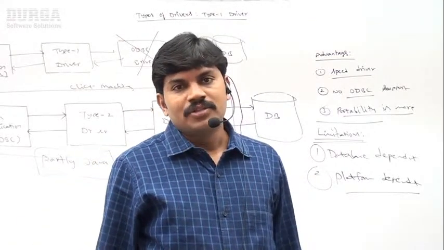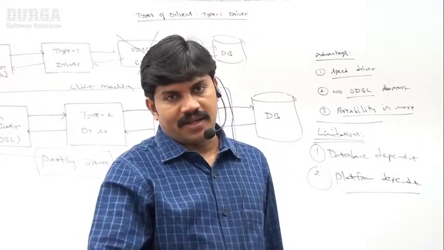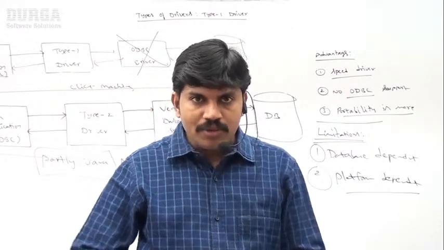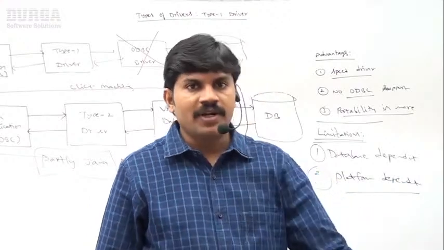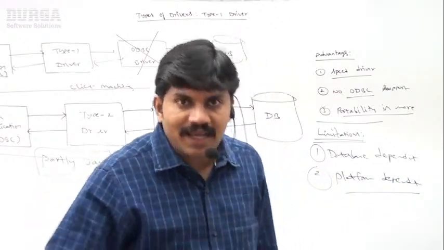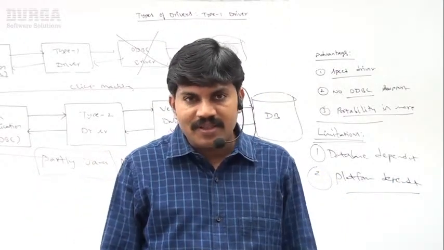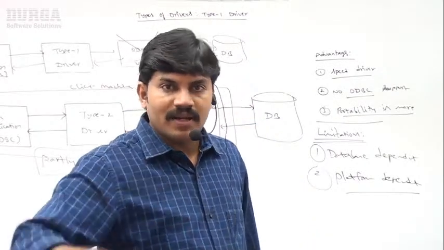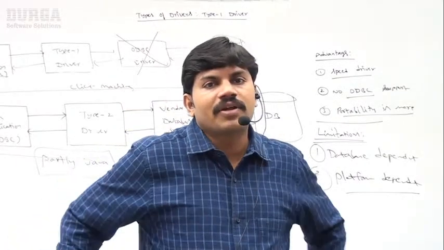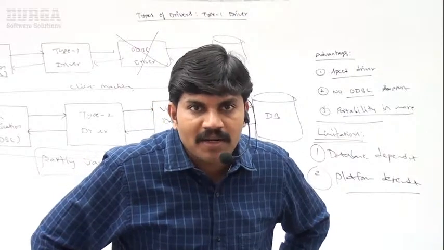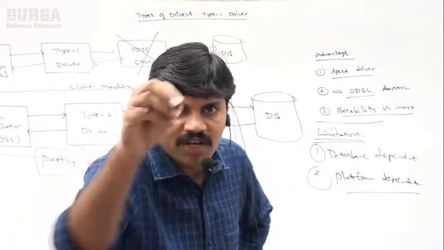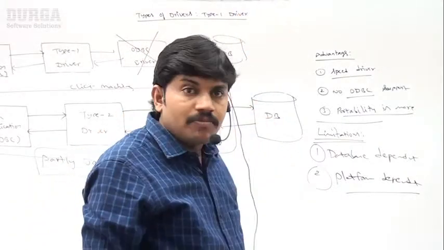Have you observed? For a highway, one driver. For city roads, one driver. For a village, one driver. For daytime, one driver. For rain, another driver. For night time, another driver. How many drivers do we need to maintain? Is it a problem or not? The same kind of worst situation is there for this type 2 driver also.